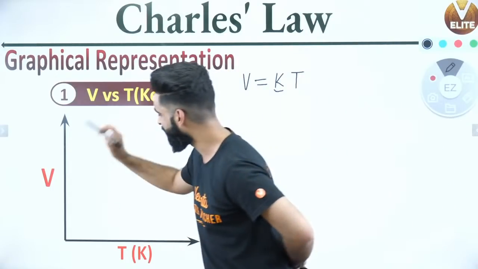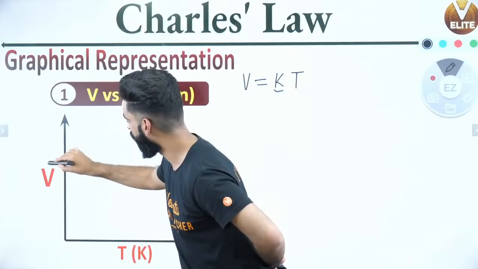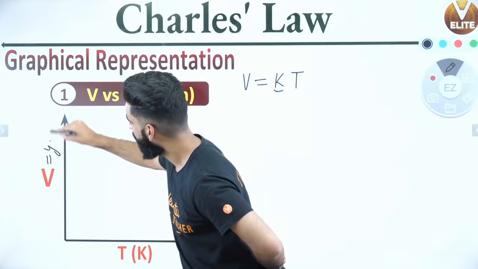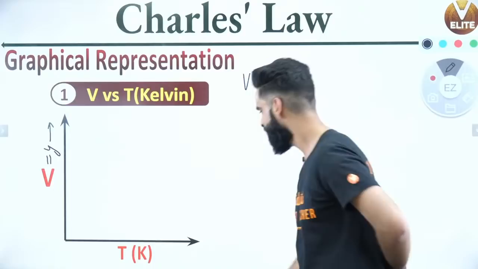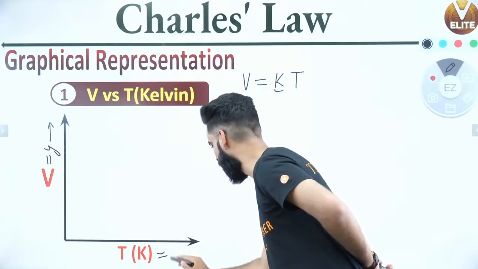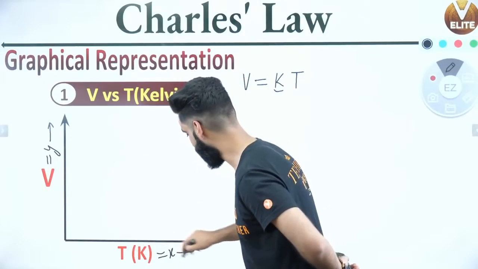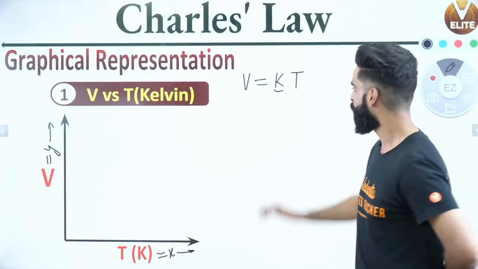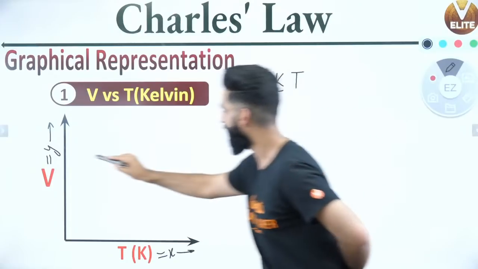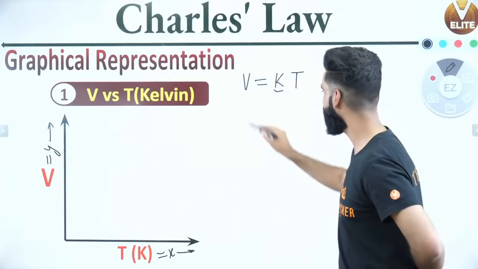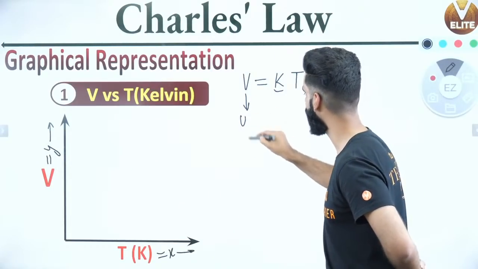Now people, simple thing, I'm plotting volume along the y-axis and I'm plotting temperature along the x-axis. So instead of this volume, can I simply write y? Definitely. Instead of this volume, I can write y.